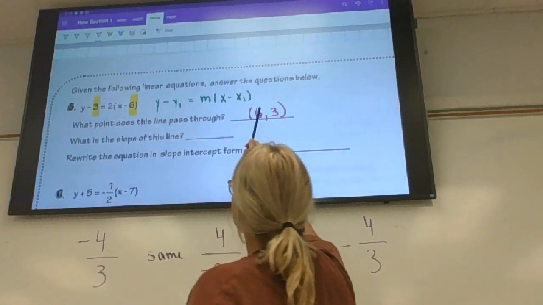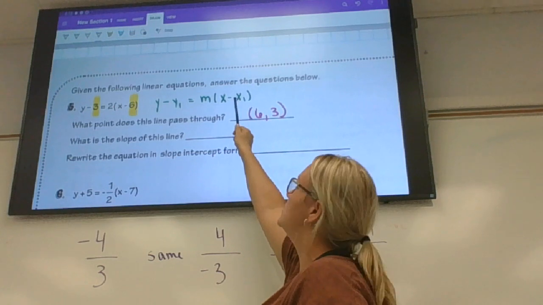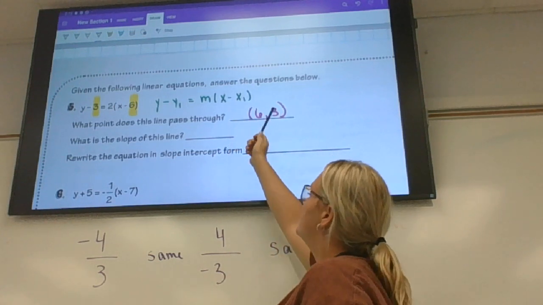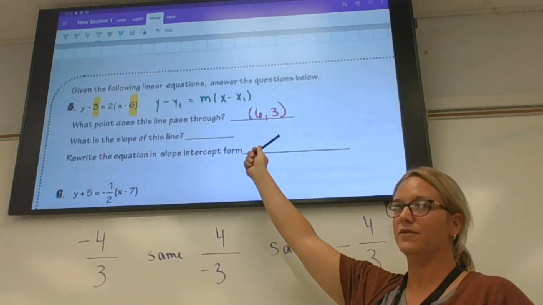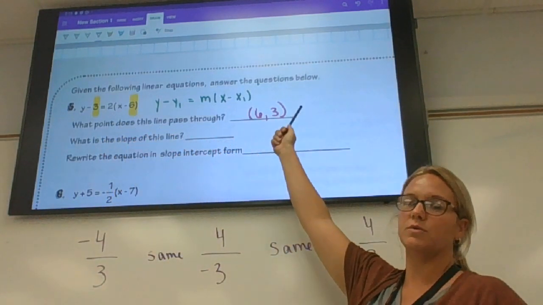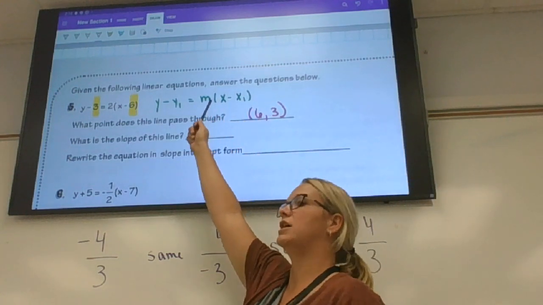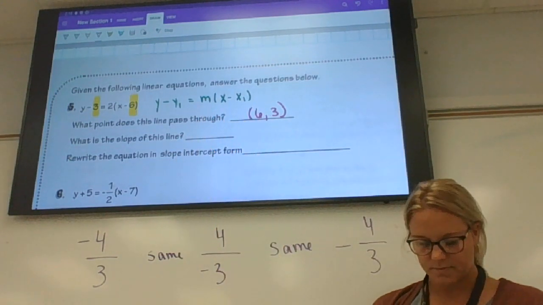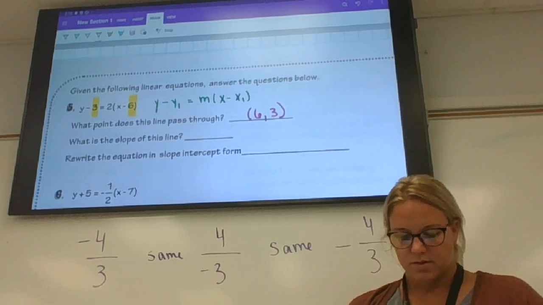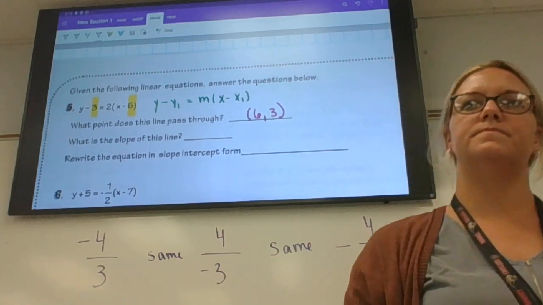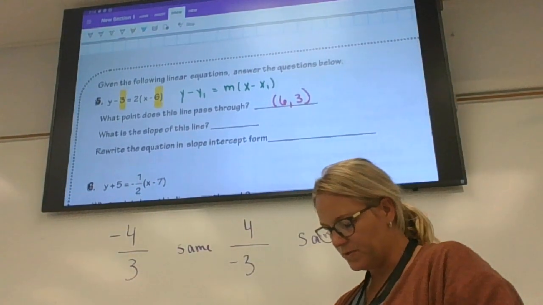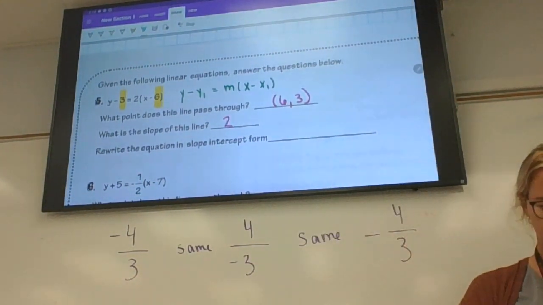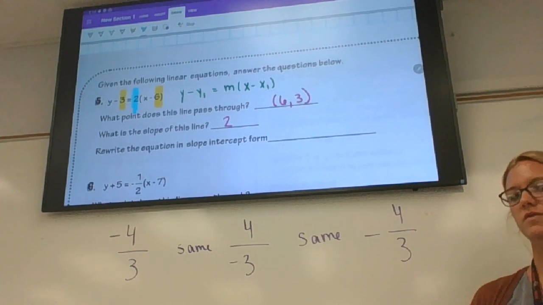Because if I put 6 in here, it would look like x minus 6. And if I put 3 in here, it would look like y minus 3. So those numbers are not negative. Those are positive coordinates plugged into a subtraction formula. Slope. Right? Slope is 2. So pretty much every number in that equation is useful and important.